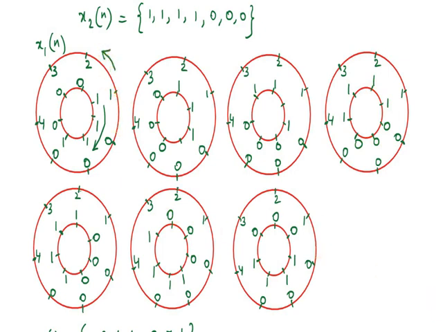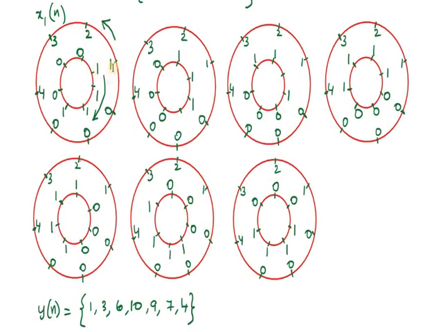For the first output y of n: 1 into 1 plus 2 into 0 plus 3 into 0 plus 4 into 0 plus 1 into 0 plus 1 into 1 plus 1 into 0 plus 1 into 0. So we get 1 here. In the second step, 1 into 1 plus 1 into 2 plus 3 into 0 plus 4 into 0 plus 0 into 0 plus 1 into 0 plus 1 into 0. So we get 3.